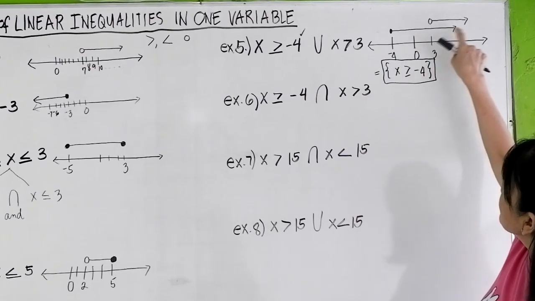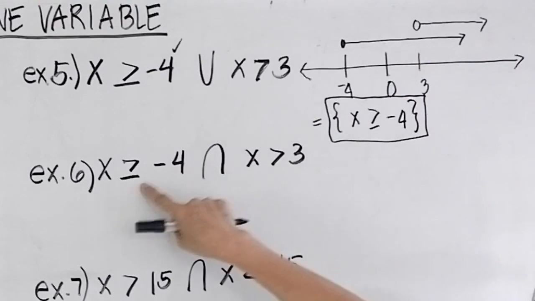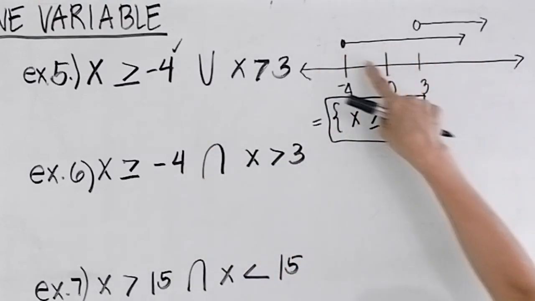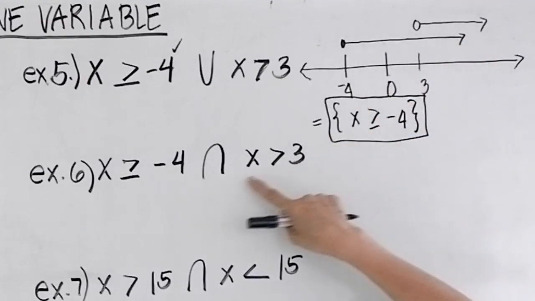Now, what if you change the union to intersection? Now, let's go back to this. x is greater than or equal to negative 4. It is this graph from negative 4 to the right.